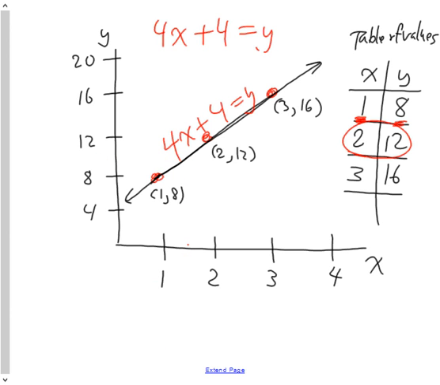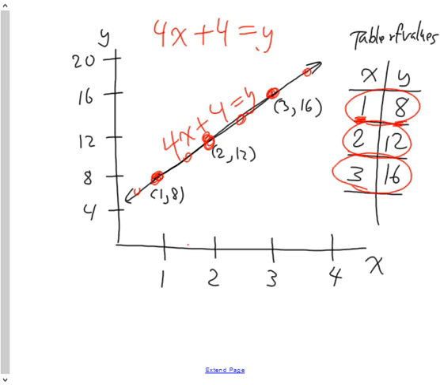So we can say that all points, or better yet, these three ordered pairs, and every ordered pair in between, doesn't matter where, all fall into the equation: 4 multiplied by the x value plus 4 will equal the y value.